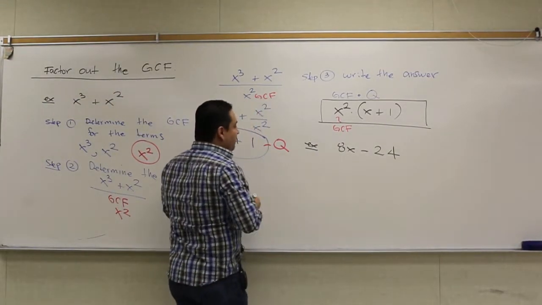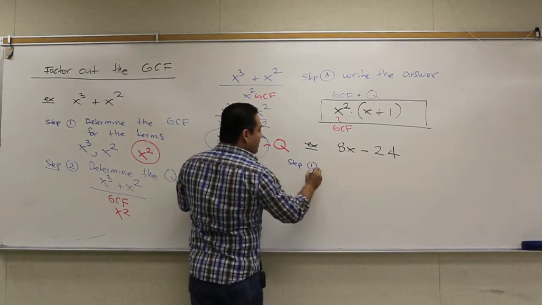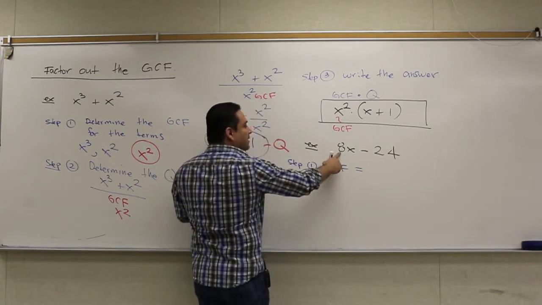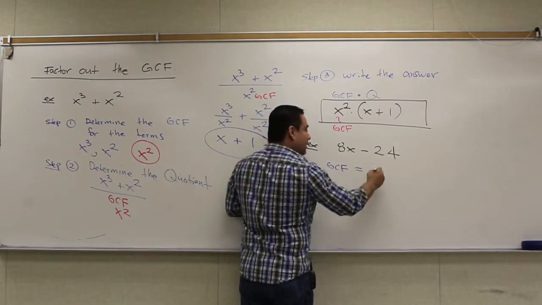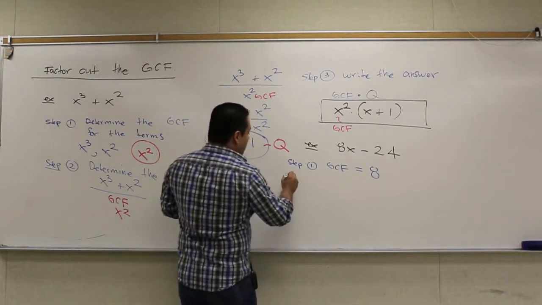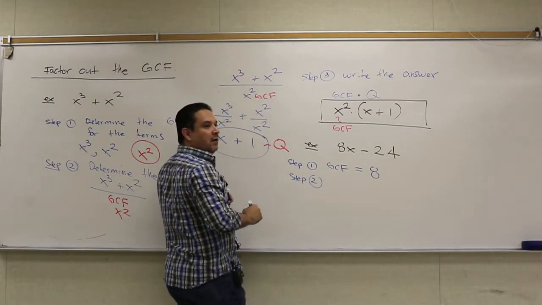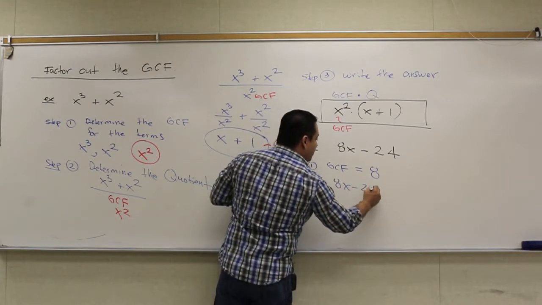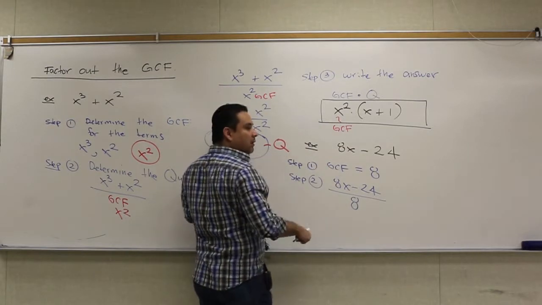So what's your first step going to be? Step 1 is what? What is the greatest common factor of 8x and 24, the terms? Anybody know? 8. Good. That's your first step. Step 2 is to find your quotient. You say, what do you mean? Start with the original problem, 8x minus 24, divided by the greatest common factor of 8 you found in step 1.